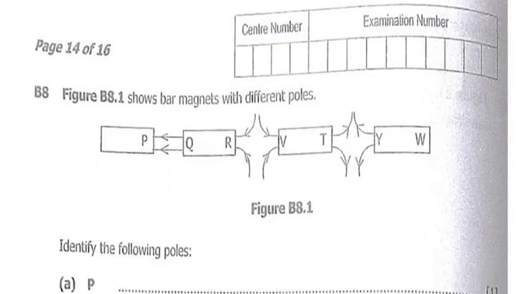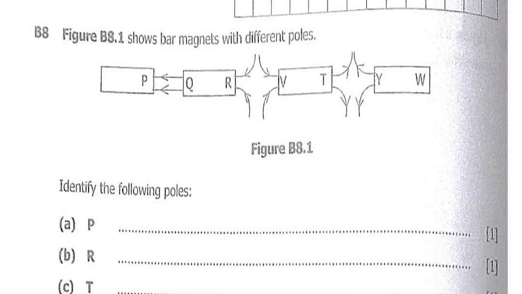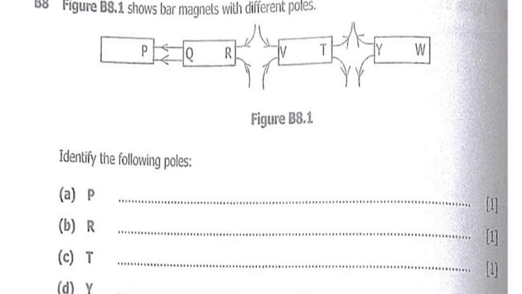Alright, we proceed. We go to question B8. Figure B8.1 shows bar magnets with different poles. Identify the following poles: P, R, T, V and Y. So one thing you should know here is the magnetic field lines, they always move from the North Pole to the South Pole. So they move from north to south, never from south to north.